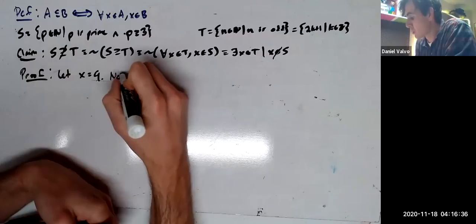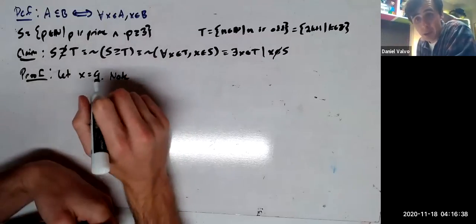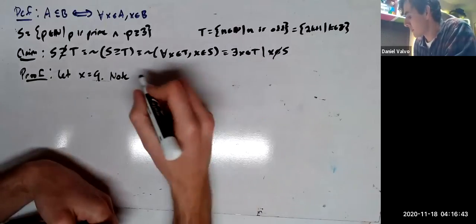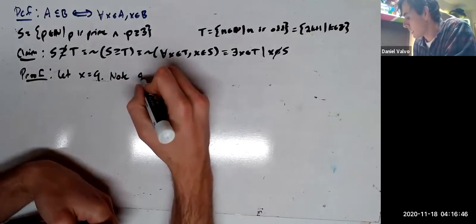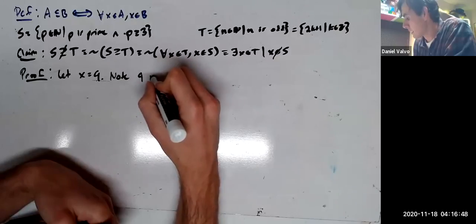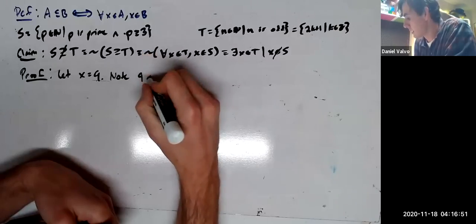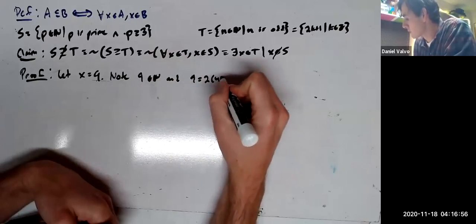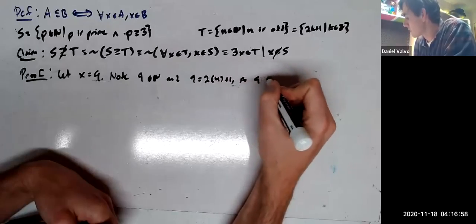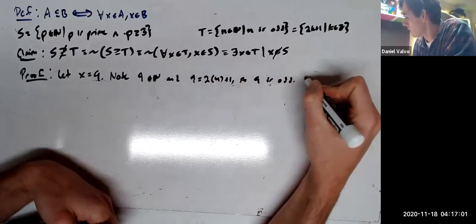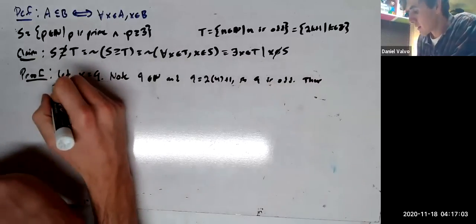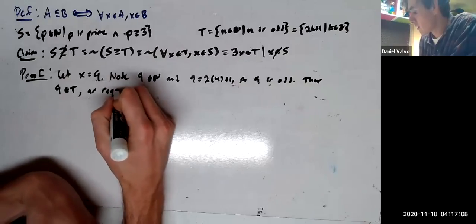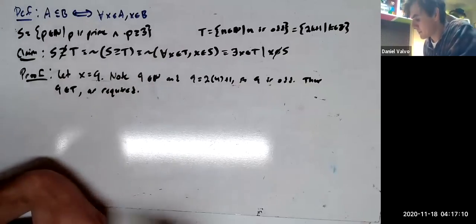So remember the existential proofs. The first thing we do is verify that the X we pick is in fact in the domain we want it to be. And the domain here is T. So note 9 is an integer, and 9 equals 2 times 4 plus 1. So 9 is odd. Thus, 9 is in T as required.